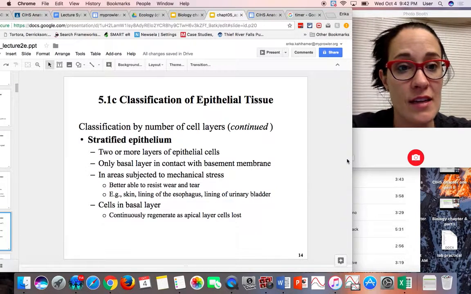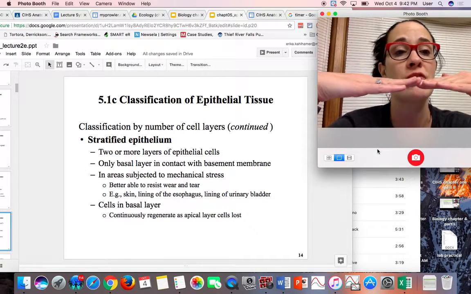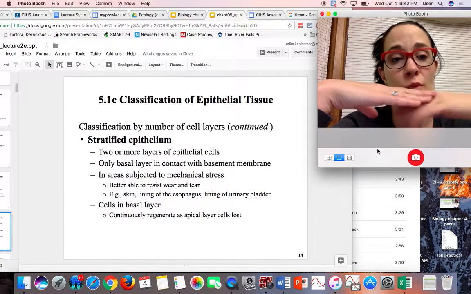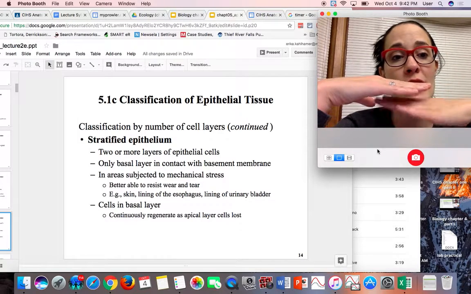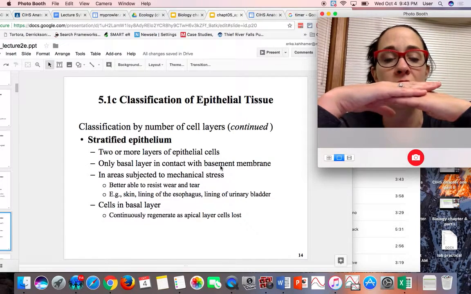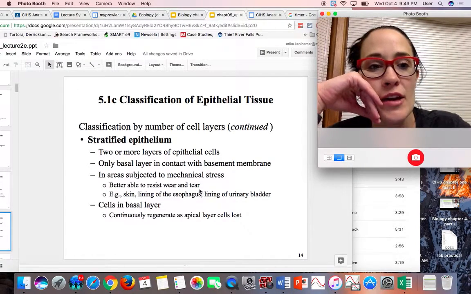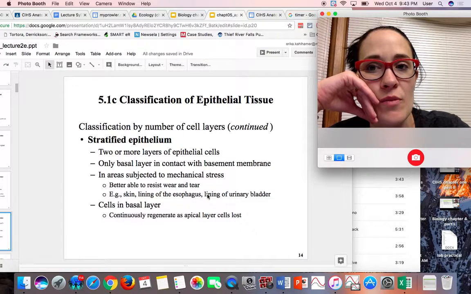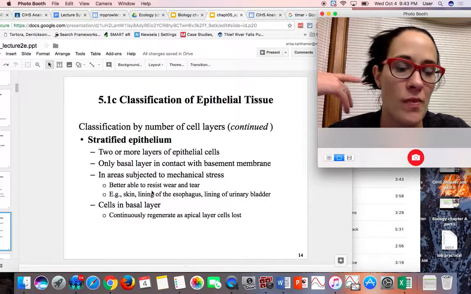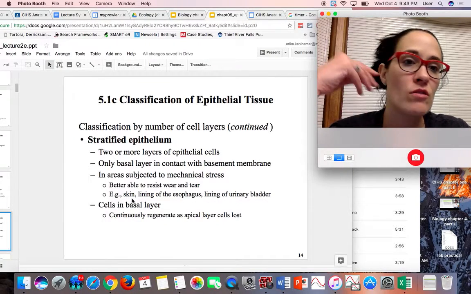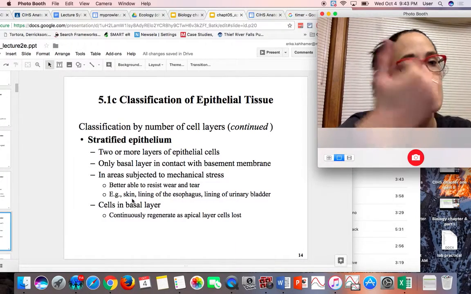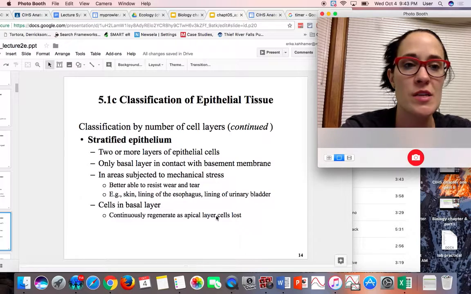Stratified, then: if simple is one layer, stratified is more than one layer. Okay, so two or more. So we have a free surface, but only the bottom layer of cells, called the basal layer, is in contact with the basement membrane below it. You're going to find this tissue in areas of your body where you have more mechanical stress, more pulling, more twisting, because you want that tissue to resist wear and tear. The skin is a great example of where we find that. The lining of your esophagus, because many things pass through there. Same with your urinary bladder.